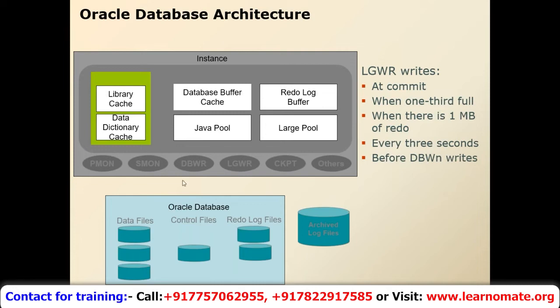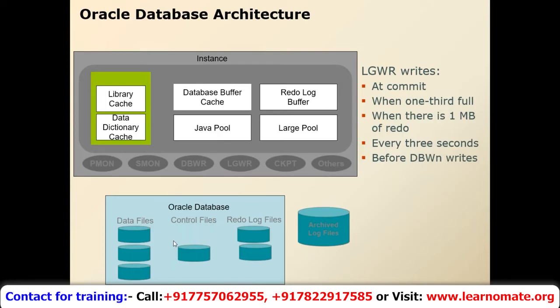Now the Oracle database contains the actual files. There are three types of files: data files, control files, and redo log files. Data files are the actual files which contain the data. So when you do select star from the employee table, or any table, where do you get the data from? Where is that data actually stored? That data is actually stored in the data files. Control files are critical files and they contain the metadata. It is the most critical file in the database, and it includes the metadata information.